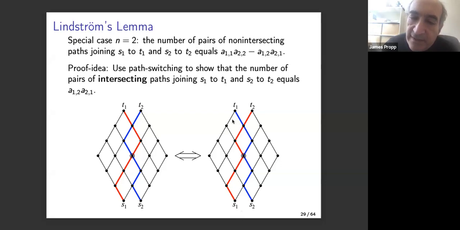It looks like we've lost some information here, but we haven't, because given this picture, if we want to recover the picture on the left, just find the first place where the red path and the blue path intersect and do this recoloring again, and you'll reconstruct the picture on the left. So that's why A12 times A21 is exactly the overcounting that we did when we looked at A11 times A22. And this generalizes to values of n larger than 2, but the basic idea of the proof is the same. Any questions about this?